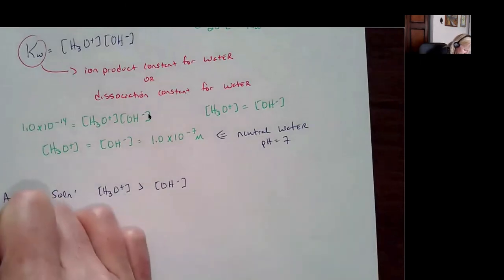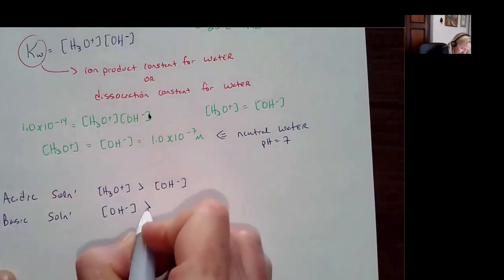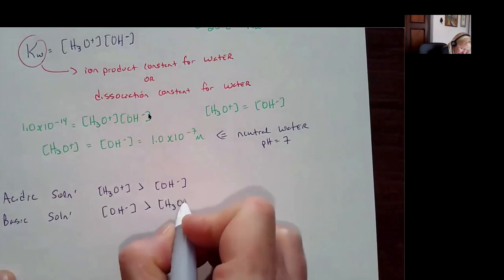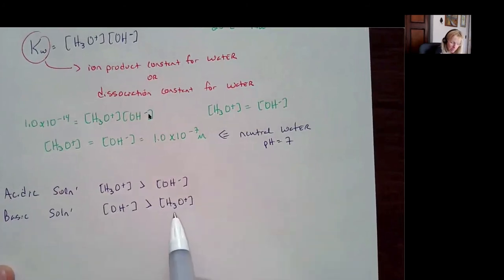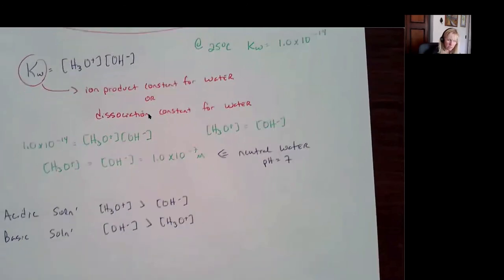In a basic solution, I have the opposite. My hydroxide ion is going to be greater than my hydronium ion. That doesn't mean there isn't some of this present, it just means that there's more of this there. So as this goes down, this goes up. As this goes up, this goes down. So vice versa. So let's talk about pH.